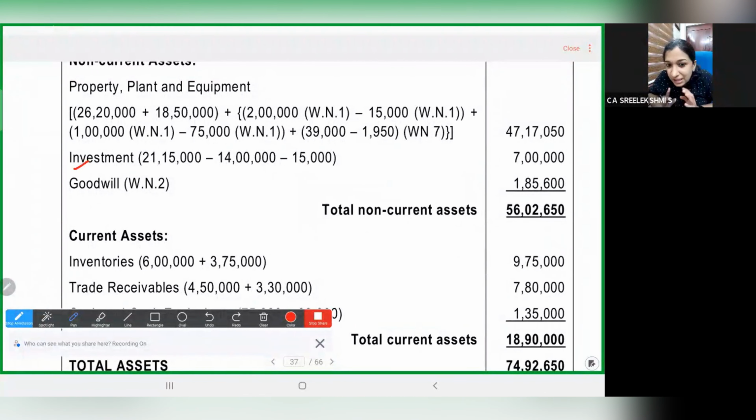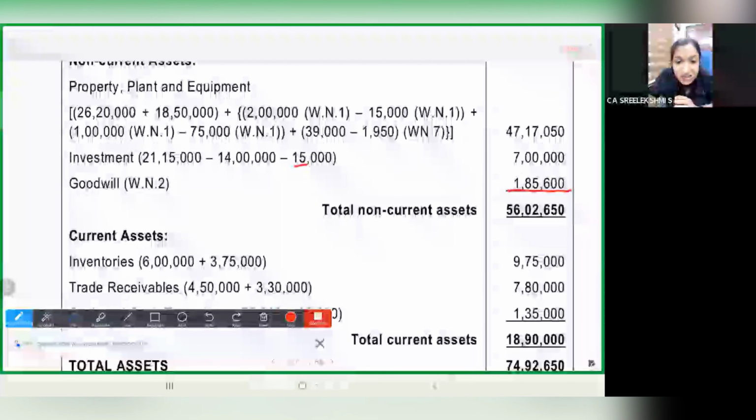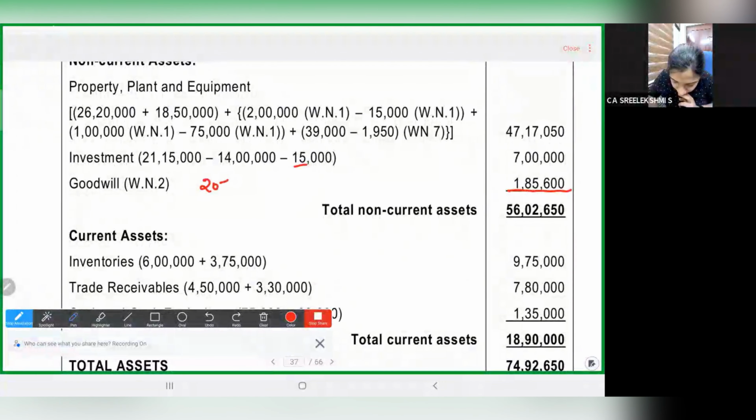Now, investment. The holding company's balance sheet had an investment of 2150, of which 1400 is cancelled, investment in subsidiary cancelled, and 15,000 acquisition cost cancelled. Okay. Goodwill 185,600. We would have calculated 185.6, and I had to check the answer. After impairment loss, 207.2 minus 21.6, then 185.6. Yes.